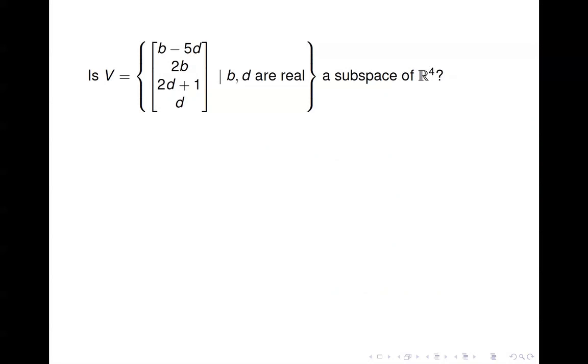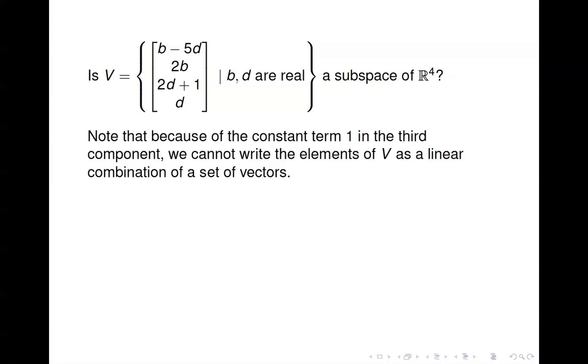Alright, how about this example? This one is not so easy or so clear to see, because we have this constant term 1 here, and so we can't write this set as a linear combination of vectors.